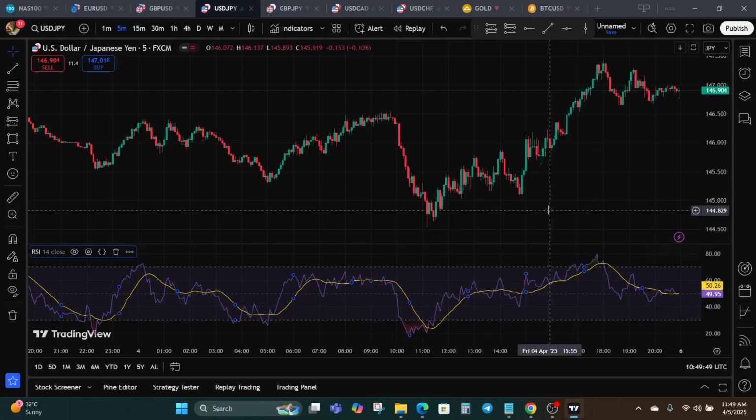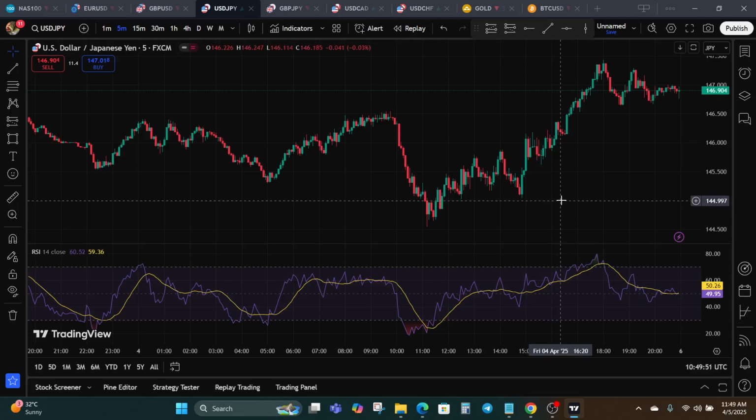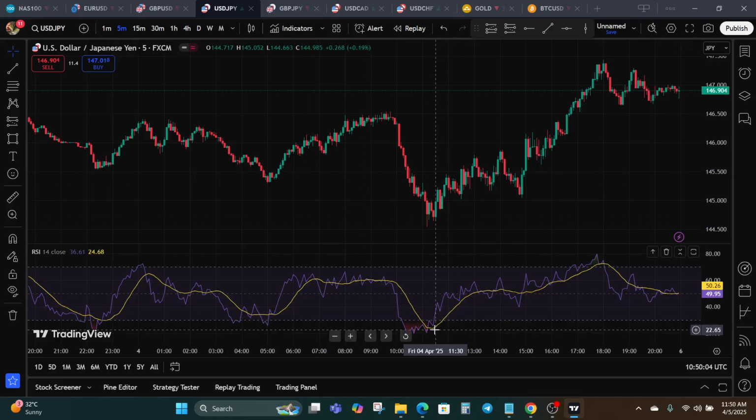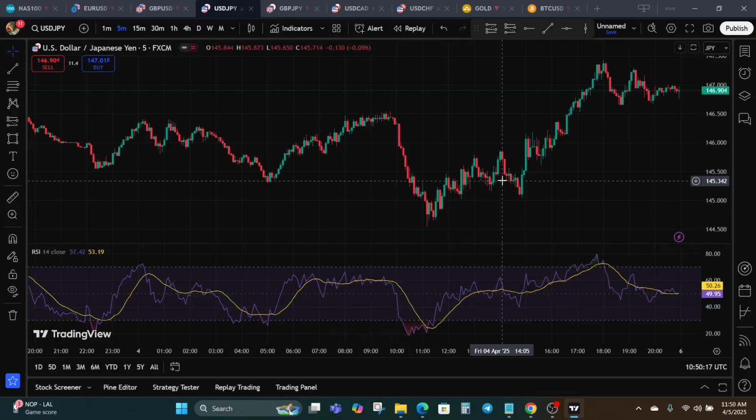Now that we have our setup ready, let us dive into how we use the best 5-minute RSI strategy to enter and exit trades. Okay, so for your buy signal, basically when the RSI is below 30, this indicates that the market is oversold. But here's where it gets interesting. You wait for the RSI to cross back above 30. This crossover suggests that the market could be reversing upwards, and it is a strong signal to enter a buy position.